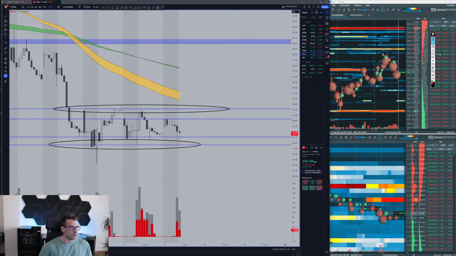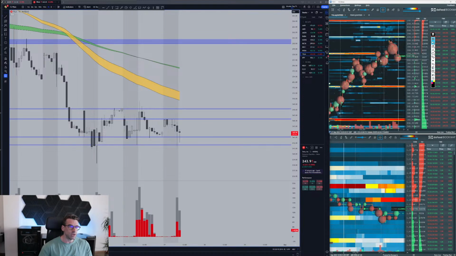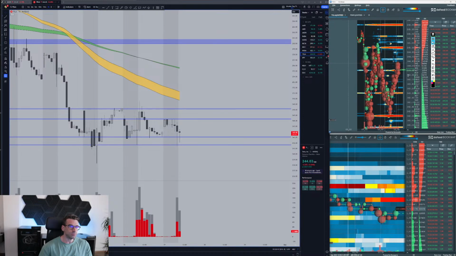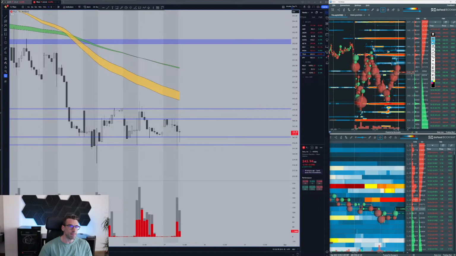So right now, if I'm looking at Tesla on Bookmap, I'm pointing out what I'm looking for. So look with me.